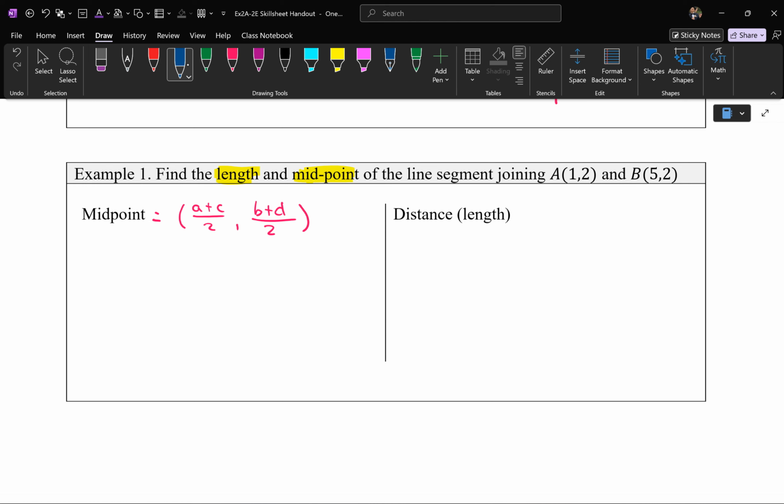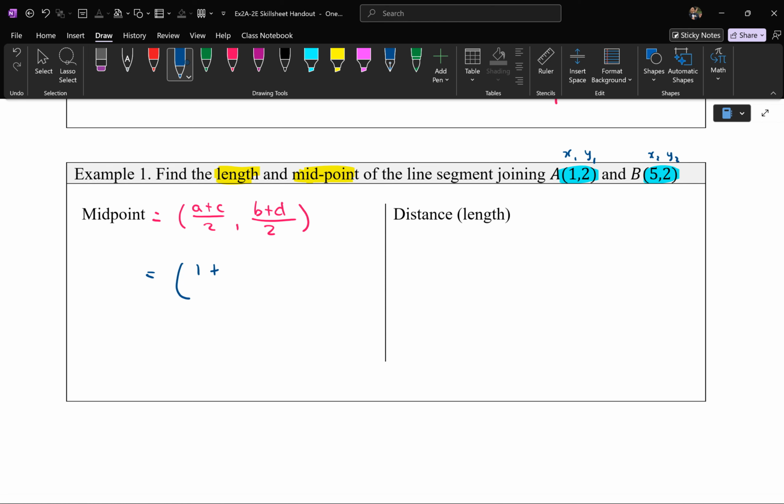So here are my 2 points. You've got 1, 2, and you've got 5, 2. It doesn't matter which one's the first point or second point, so I'm going to label it. I'm just going to call this x1, so that means this is y1. Then this must be x2, and that's y2. So according to the formula, my A, first x coordinate, is 1, so it should be 1 plus, what's my C?